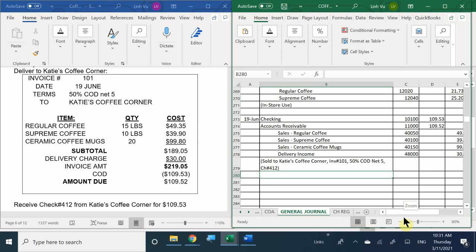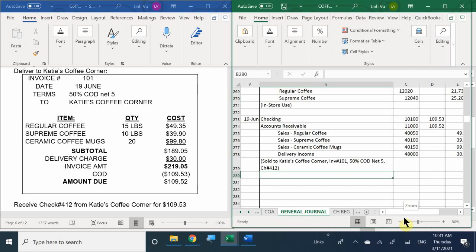Okay, so again, we just finished journalizing the sales transaction for Katie's Coffee Corner. We deposited the check, or at least we placed it in the deposit section, but we're not going to deposit just yet. We're going to wait till the very end, after we've done our daily sales, and deposit all at once.